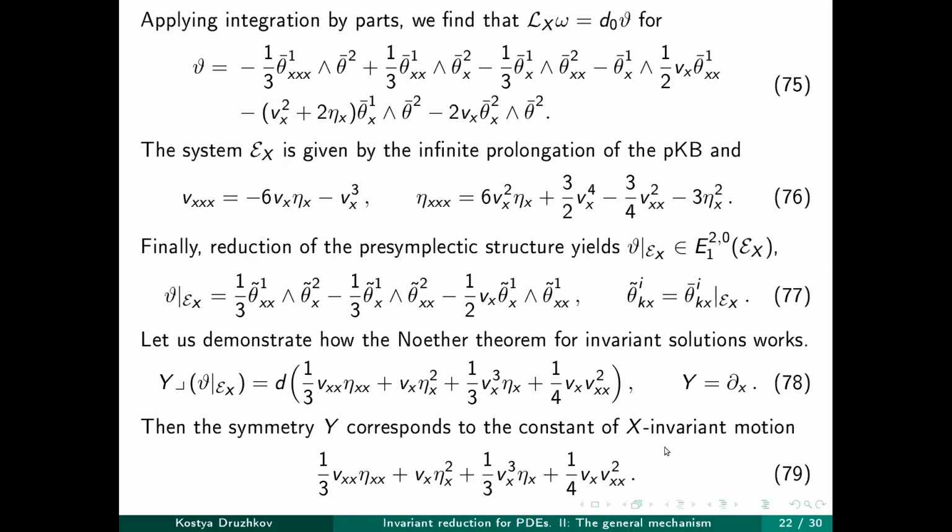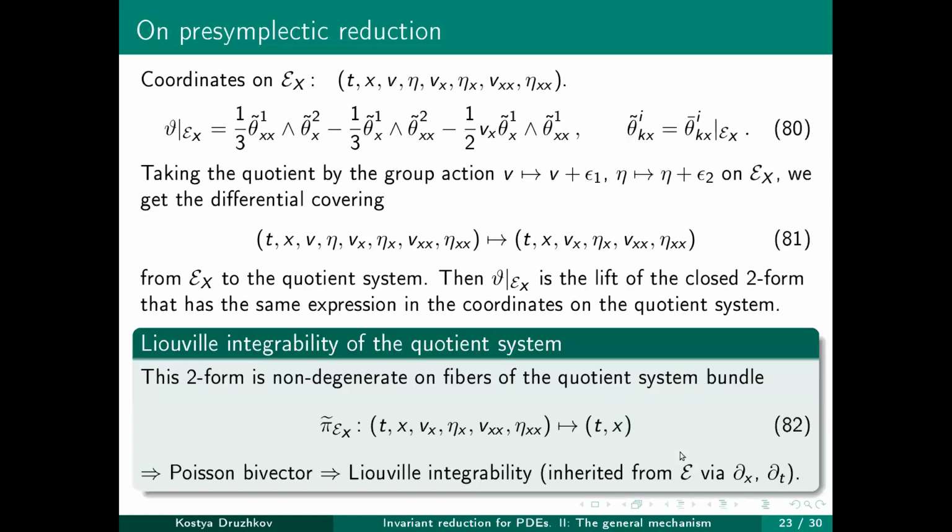But the system epsilon x is not an ODE system, right? I mean, its Cartan distribution has two-dimensional planes at every point, not one-dimensional. So it's not an ODE, but we still have the same constants of invariant motion. We can use them for the same things, to integrate the system and so on. But at first, let me say a couple of words on presymplectic reduction.